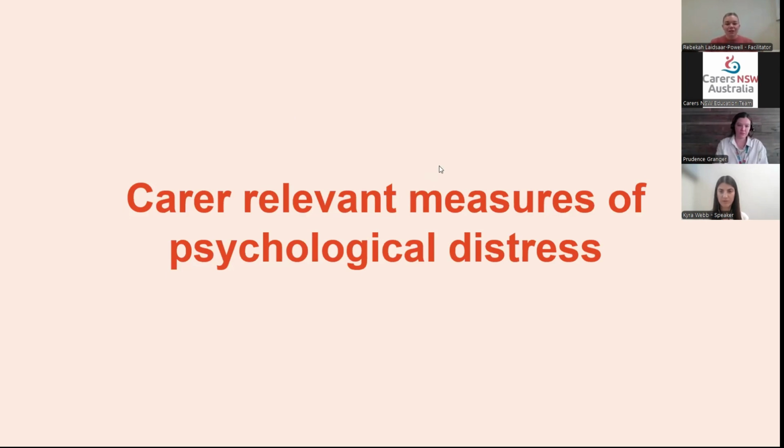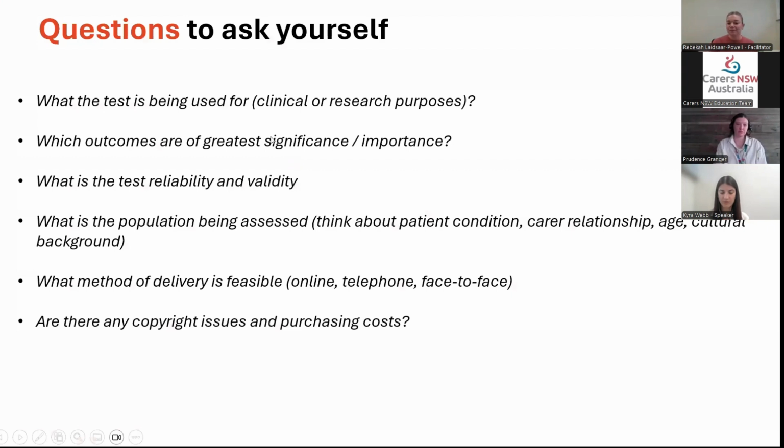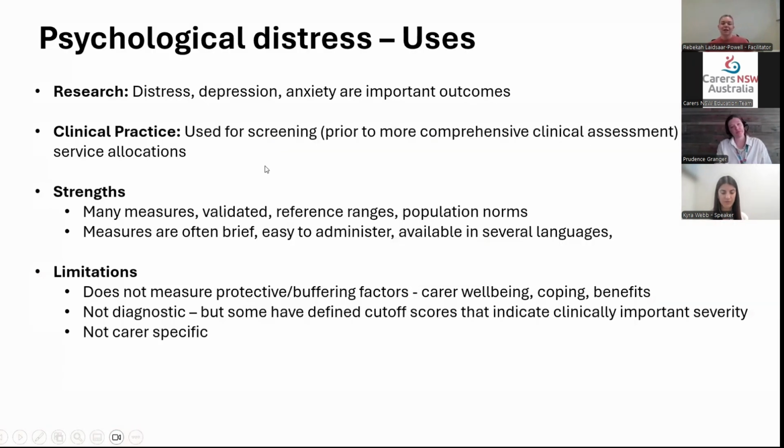All right. So firstly, we'll look at carer relevant measures of psychological distress. Now we're at this taster tour of the buffet of different measures, so I'm going to whip through them. Psychological distress is a really widely used concept to measure, both in research and clinical practice, because these sorts of outcomes, distress, depression, anxiety, are really important.